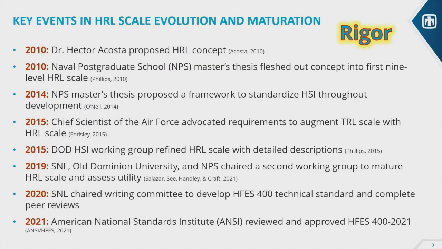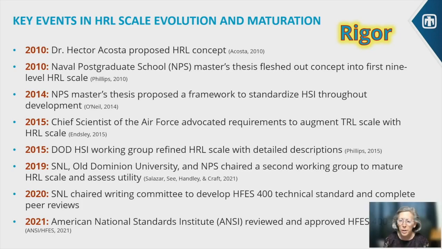So now we're going to start talking about rigor. These are some of the key events that occurred in the maturation of the HRL scale, starting back in 2010 and culminating in the publication of the standard in 2021. So the HRL scale was a little over 10 years in the making.